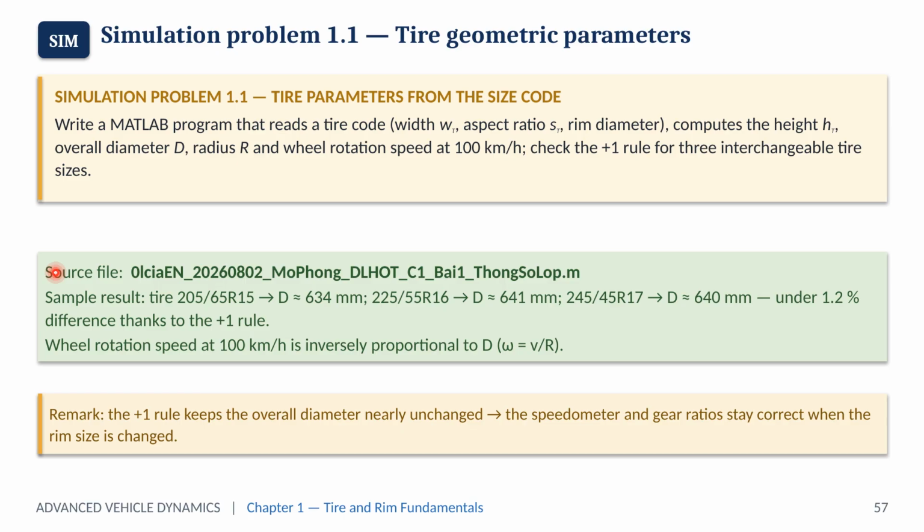Tire 205/65 R15 gives an overall diameter of about 634 mm. 225/55 R16 gives 641 mm. And 245/45 R17 gives 640 mm. The spread is under 1.2%, exactly as the +1 rule predicts. That is why the speedometer and the gear ratios stay correct when the rim size changes.